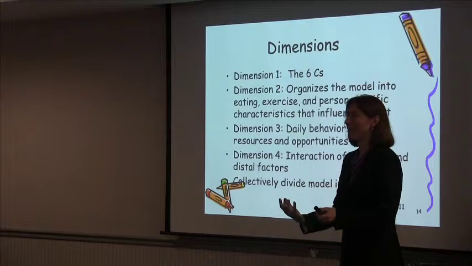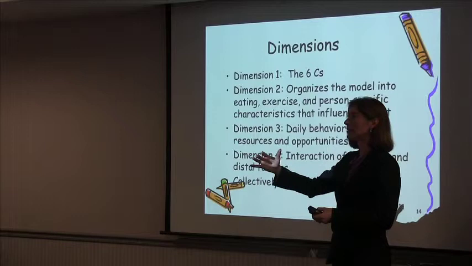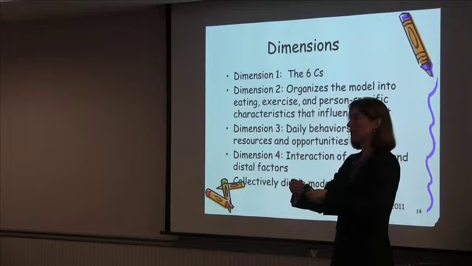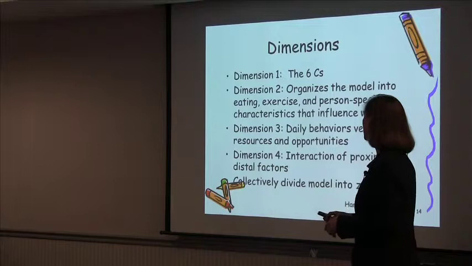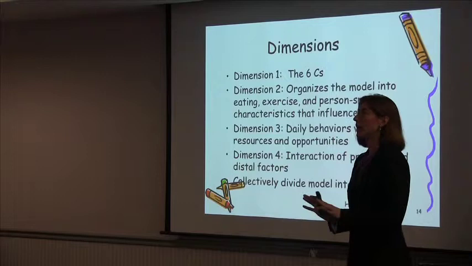But also some of those more external or distal factors, such as the economy, one's job, one's socioeconomic status, put constraints on the opportunities. Can I enroll my child in summer camp? Can I get my child swim lessons? Things like that. And so these dimensions collectively divide the model into a variety of zones, which I won't go into. I think that's pretty comprehensive.